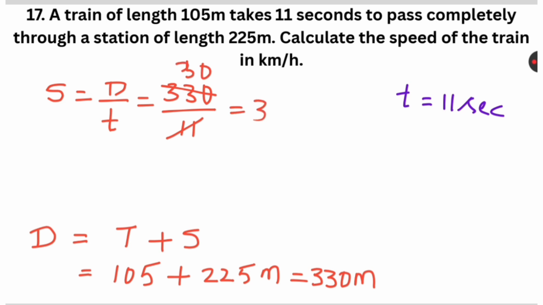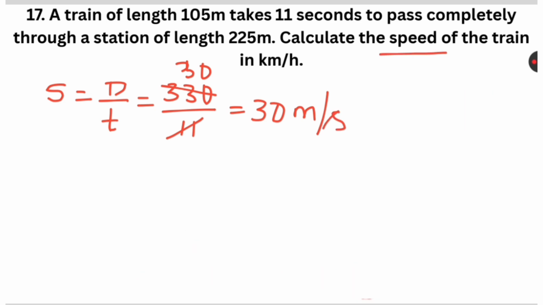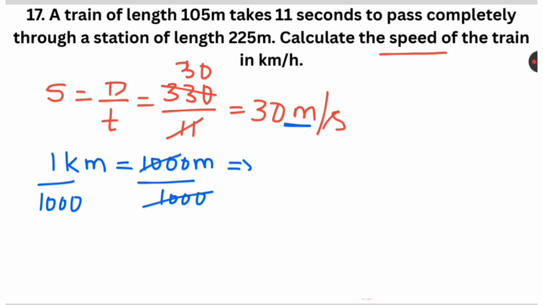So the units are, here we have meters and here we have seconds, so meters by seconds. We calculated the speed, but they are asking us to calculate in terms of kilometers per hour. We got only meters per second, so we have to convert in terms of kilometers per hour. Let's convert. What we know? We know 1 kilometer is 1000 meters. So here we have meters. Let's divide both sides by 1000. Here 1000 gets cancelled, so we are left with only 1 meter. So 1 meter is 1 divided by 1000 kilometers.